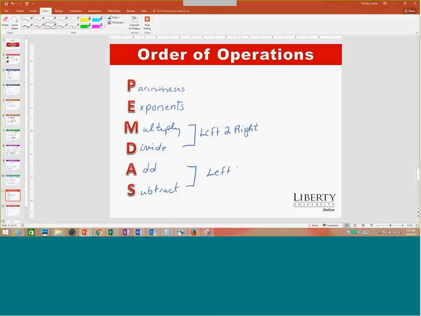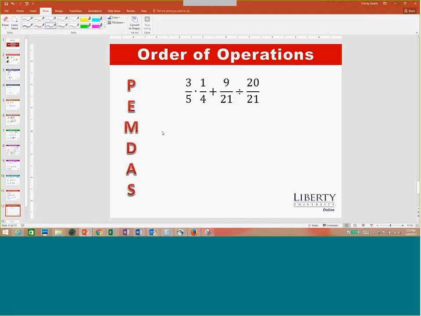Left, right, adding through your expression. This will be on the screen if you watch the recording. So I'm going to do one last example, and then we'll be done for the night.